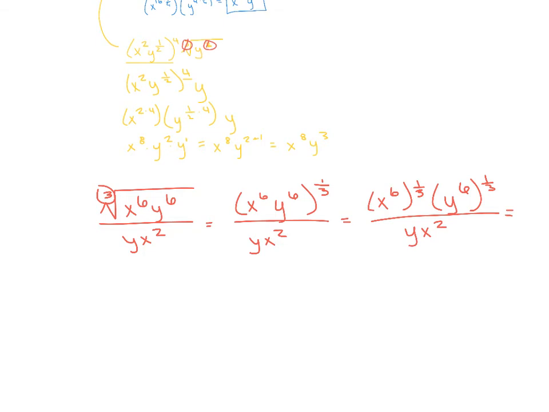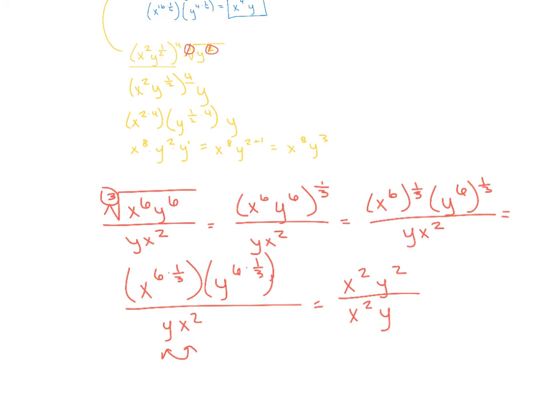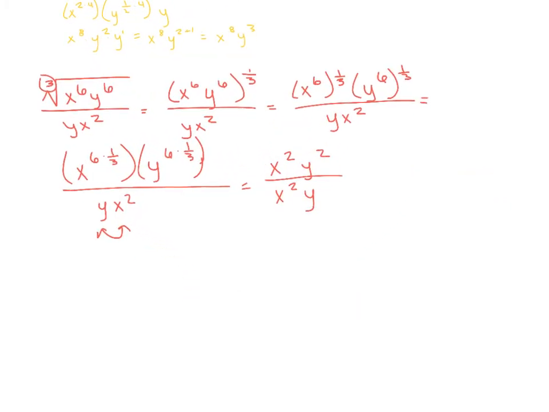which then, those parentheses, we use the power product property. Remember the parentheses in between the exponents to remind you to multiply. So we have 6 times 1/3 and y 6 times 1/3 over yx squared. 1/3 of 6 is like 6 divided by 3, and you get 2. 1/3 of 6 again is 2, and we get x squared y. And the reason I switched these two places is so they match up, the bases match up in the numerator and the denominator.